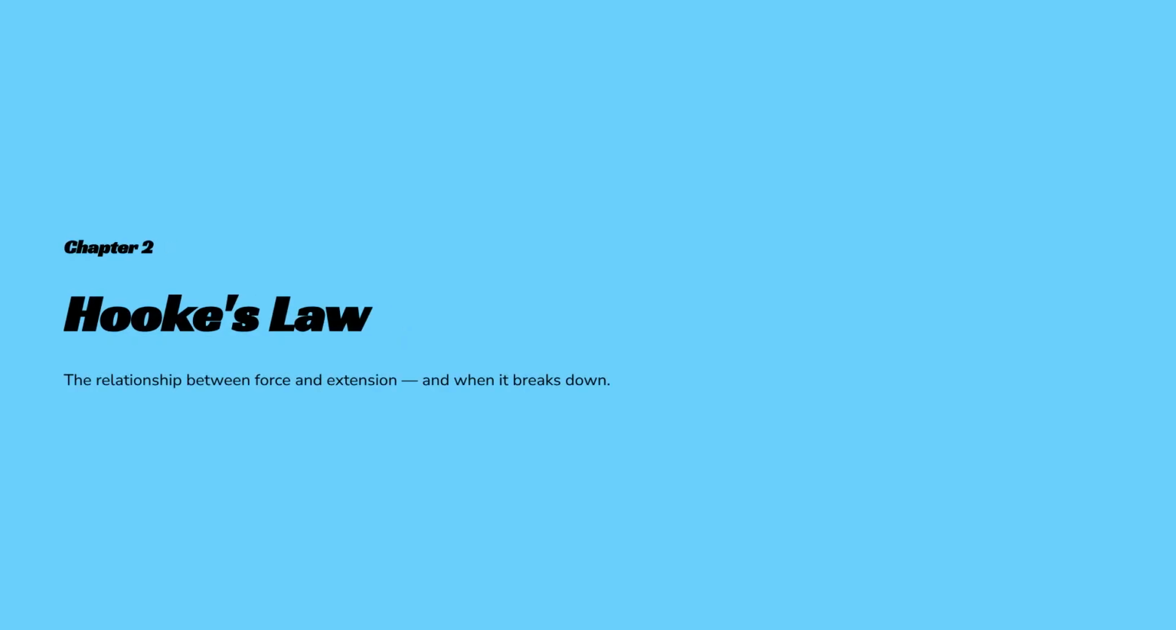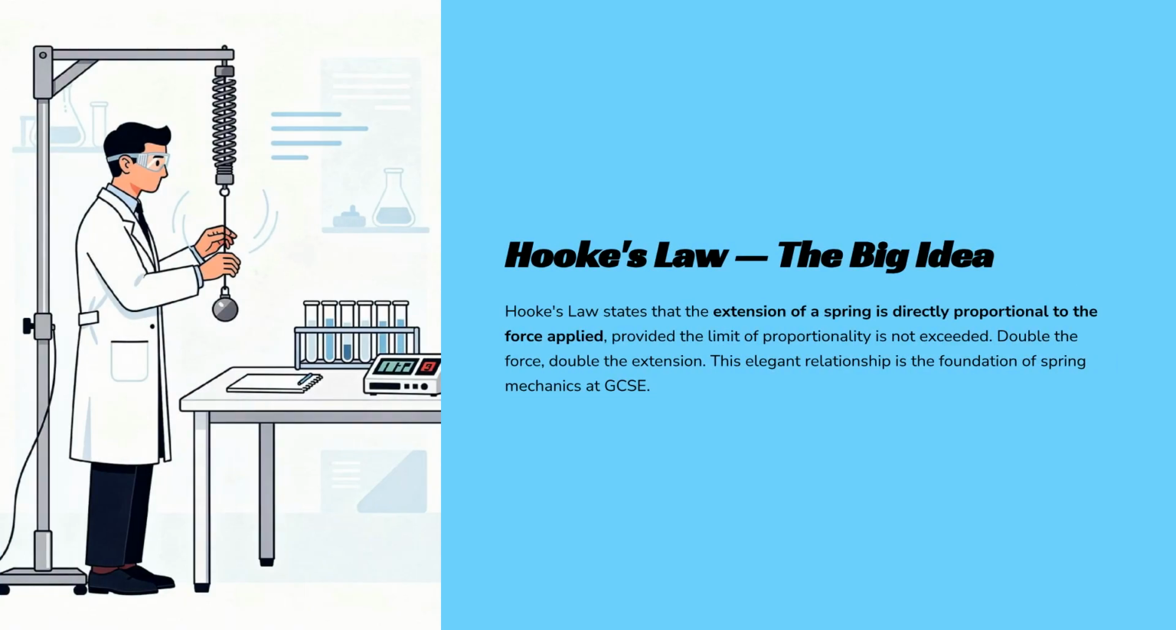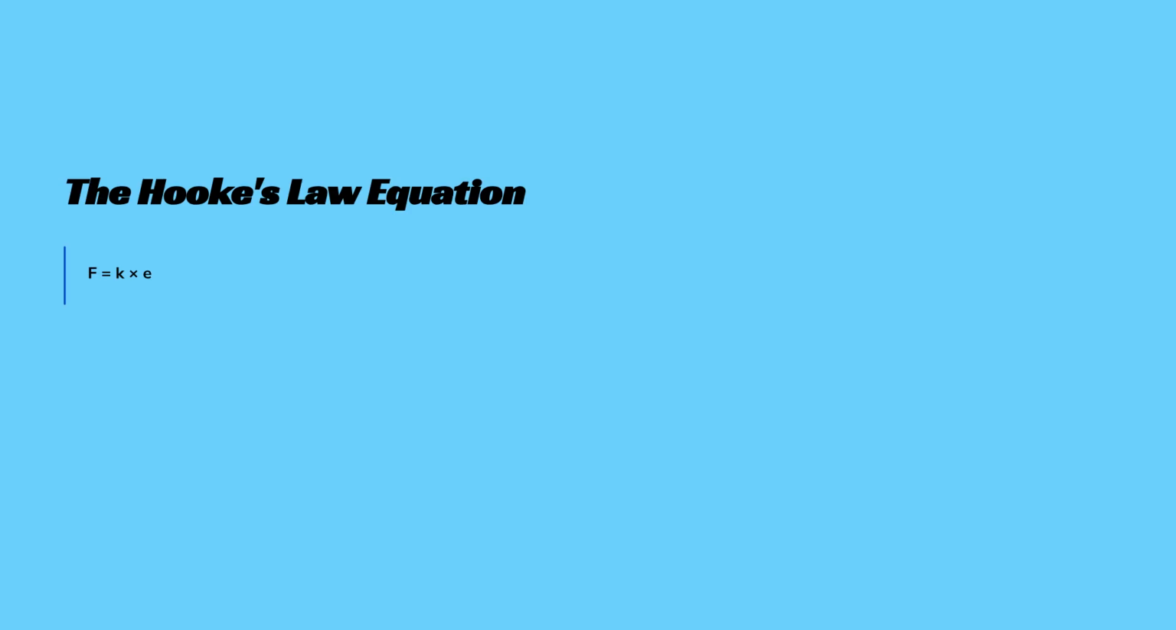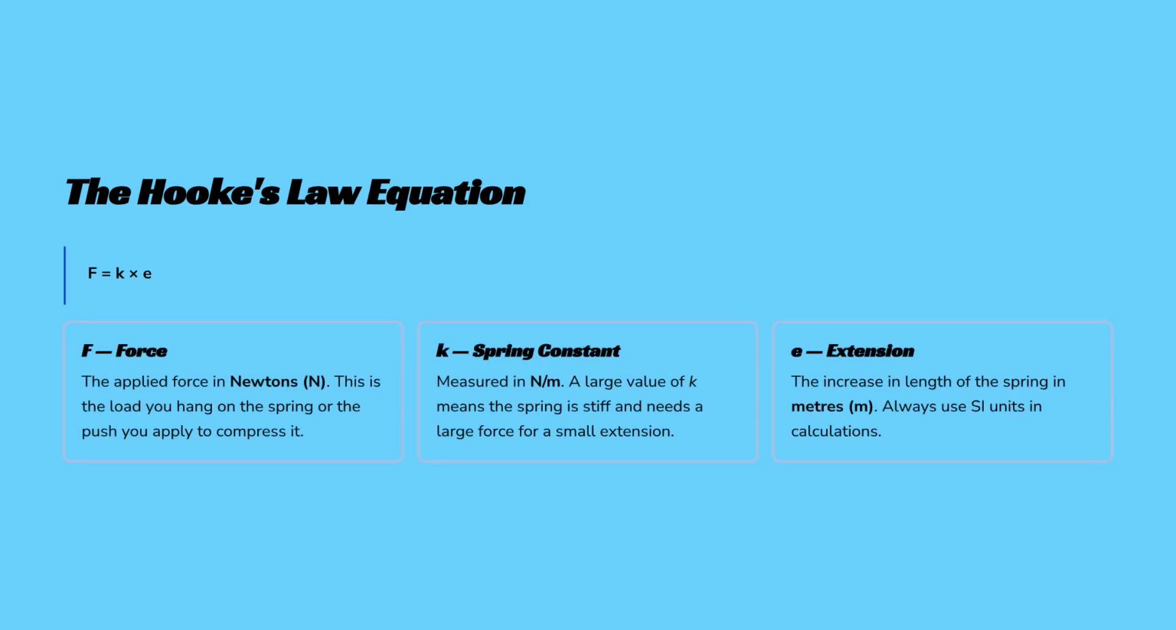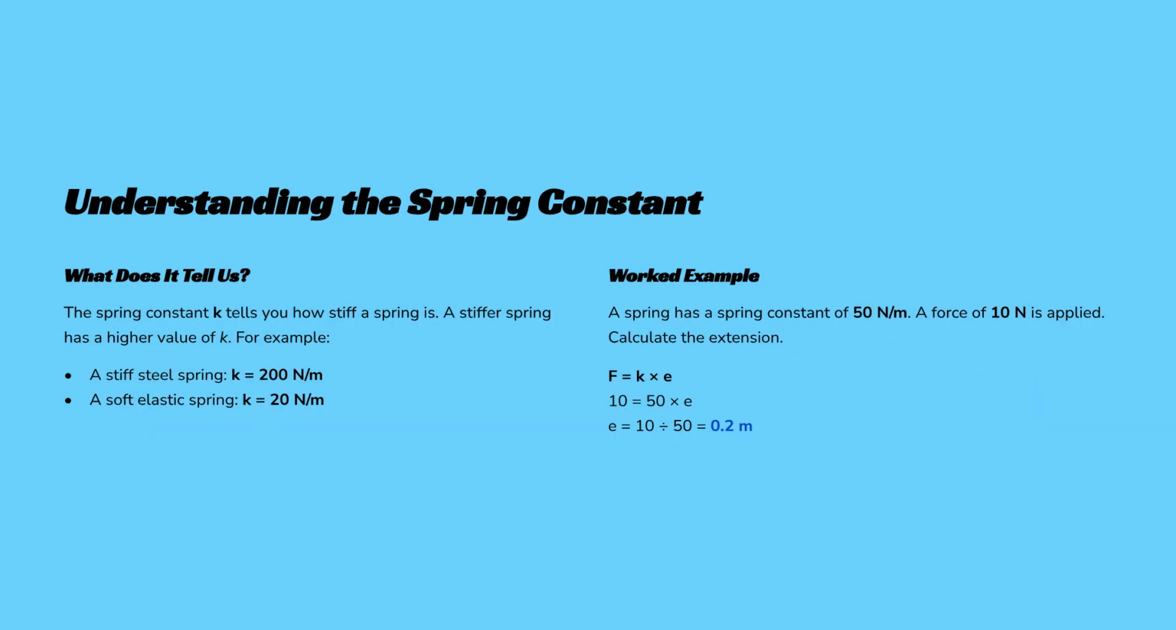Moving on to Chapter 2, we will discuss Hooke's law and the relationship between force and extension. Hooke's law states that extension is directly proportional to the force applied, provided the limit of proportionality is not exceeded. Doubling the force doubles the extension. The equation is F equals K times E. F is force in newtons, K is the spring constant in newtons per meter, and E is extension in meters. The spring constant K represents stiffness. A higher K means a stiffer spring.